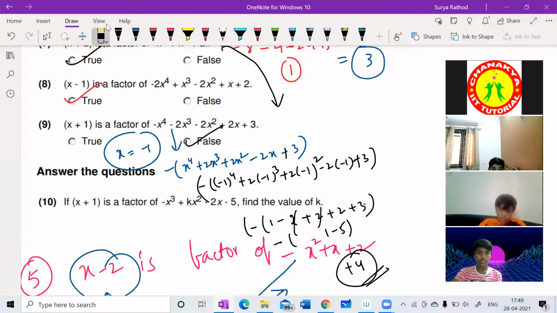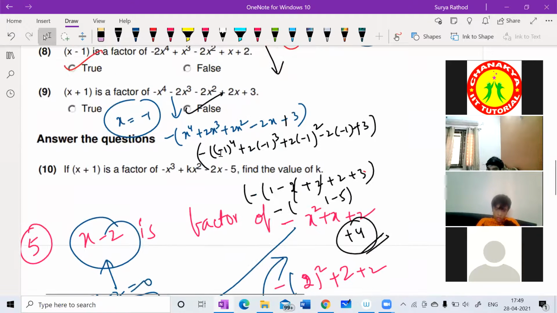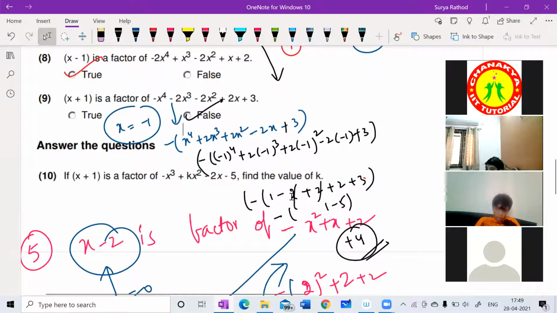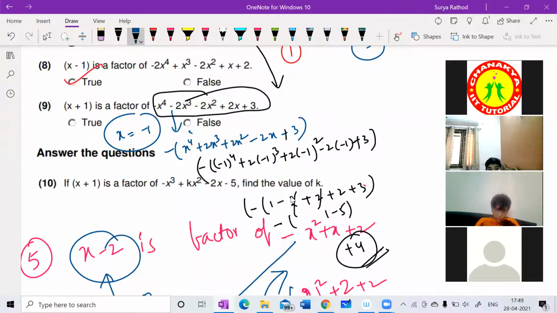Sir, I didn't understand why you kept the minus plus sign for the 3 in the first step. See, it is given as plus 3 only in the question itself. I didn't write anything on my own. Everything has been given. So minus into plus equal to minus, right?